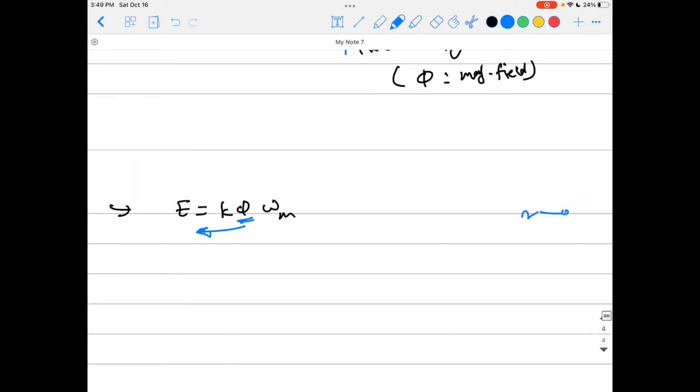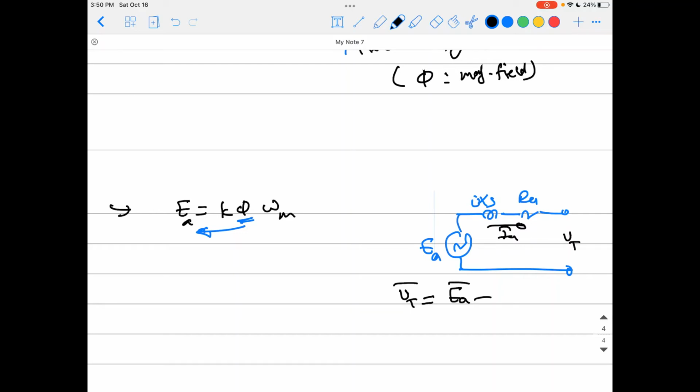Remember, that is the RA, jXS, and here is E armature, okay? And that is the terminal voltage here, that is IA. And V terminal, actually the terminal voltage of the generator we're talking about, equals EA minus IA times (RA plus jXS). Yes, guys? So how much terminal voltage you need? You have to control EA.